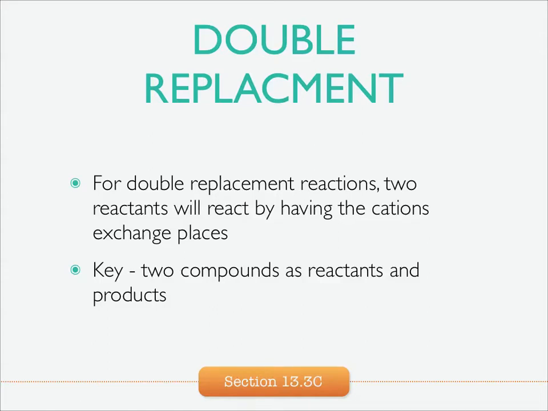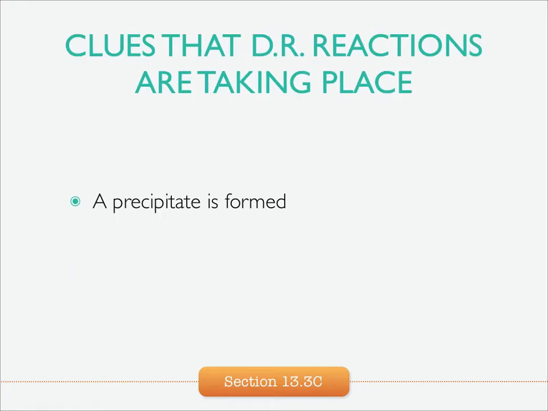All right, so this is part C of section 13.3, and we're going to talk about double replacement and combustion reactions. First of all, double replacement. In double replacement, we have two reactants, and what happens is they exchange cations. They change partners. So the key we're looking for is two compounds as reactants and two compounds as products.